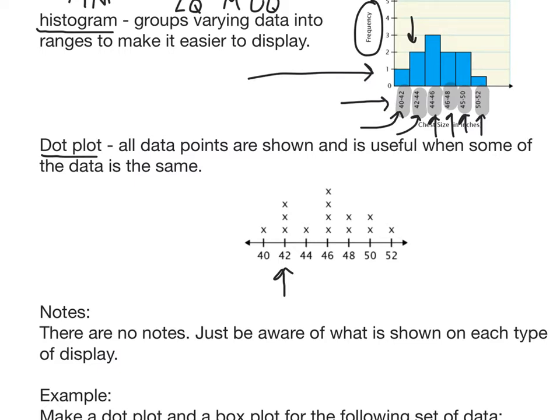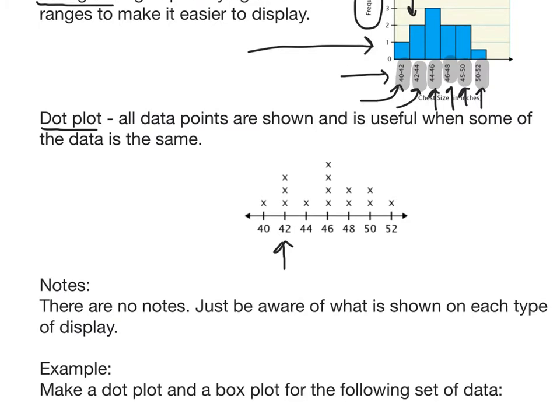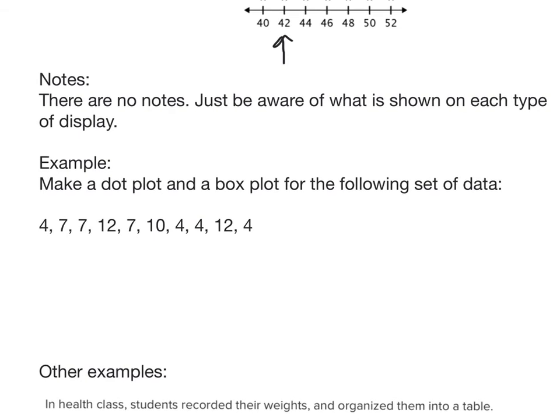Those are the 3 main displays that we're going to be talking about today. So there's not really notes. You just need to understand what's shown on each type of display. Our example today for you to copy down is: make a dot plot and a box plot for the following set of data. I'm going to suggest that we start with a dot plot.